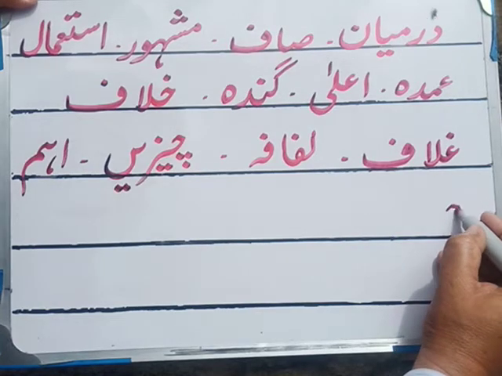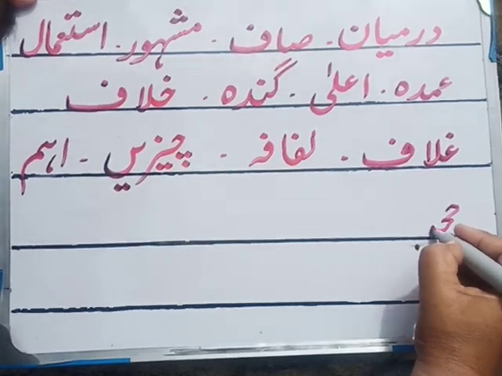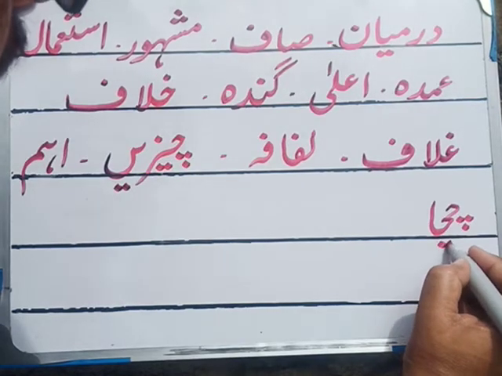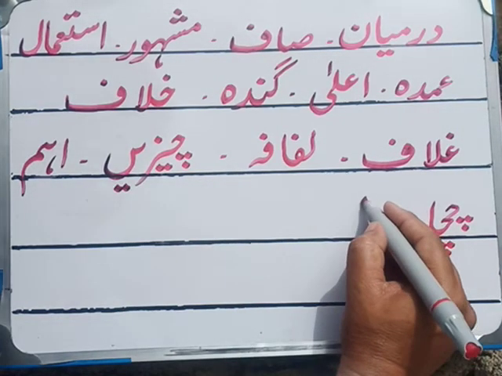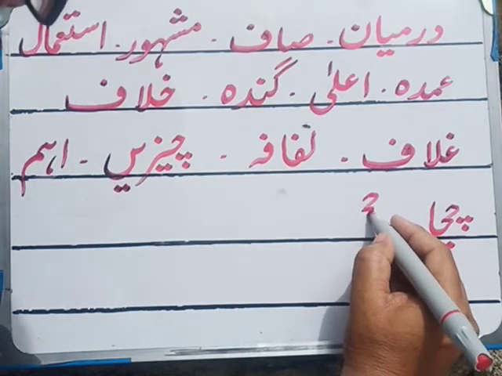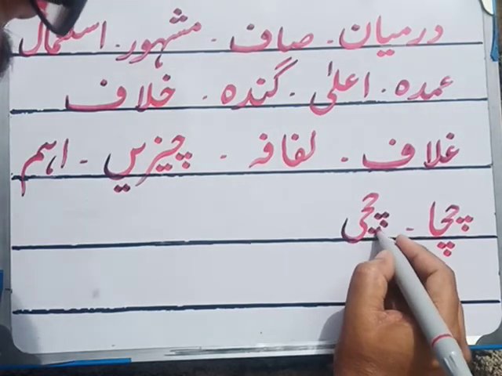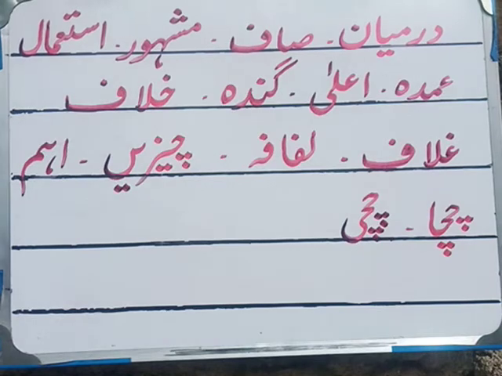Next we are going to write chacha. This word is used in the meaning of uncle. Next is chachi. This word is the feminine of uncle. Aunt. This word is used in the meaning of aunt.